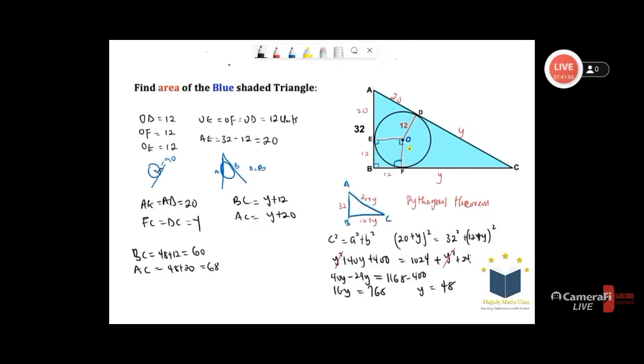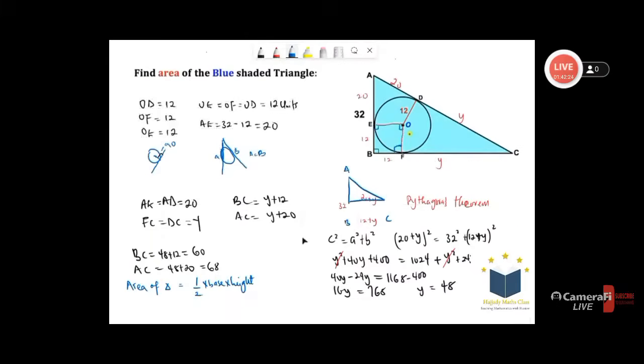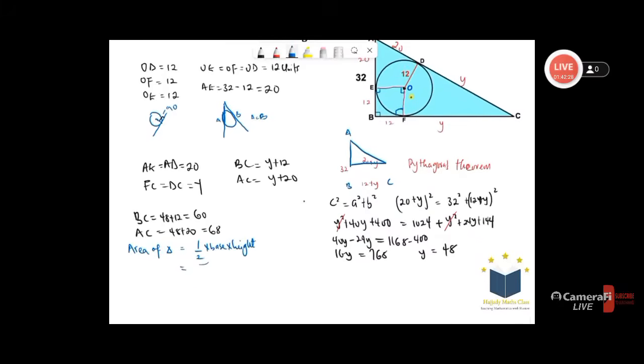And don't forget, from the formula for the area of a triangle, we have our area of triangle equals half multiplied by the base times the height. So this is going to be half multiplied by the base, which is 60, multiplied by height, which is 32. So finally, my area is going to be 960 square units.